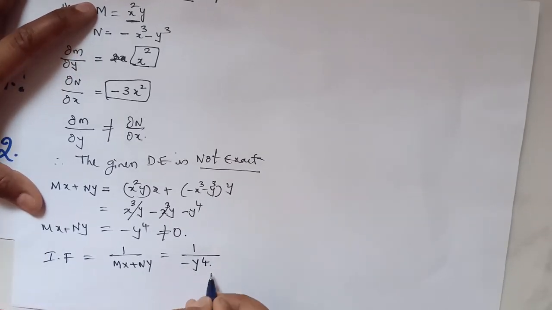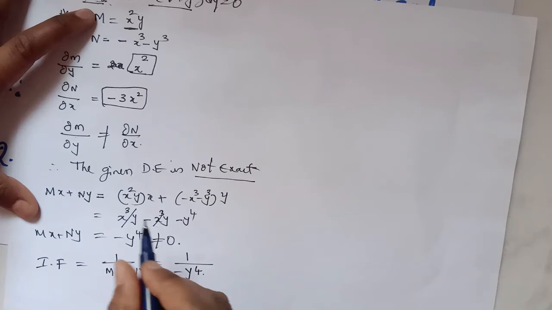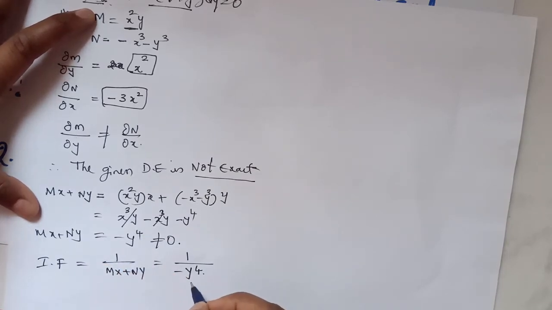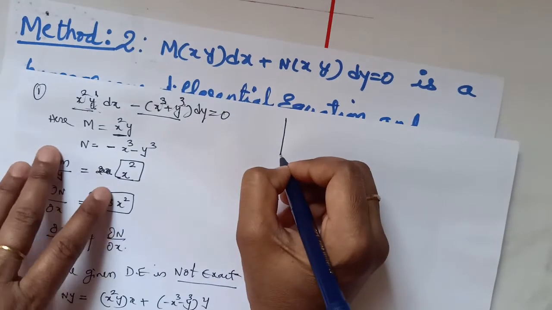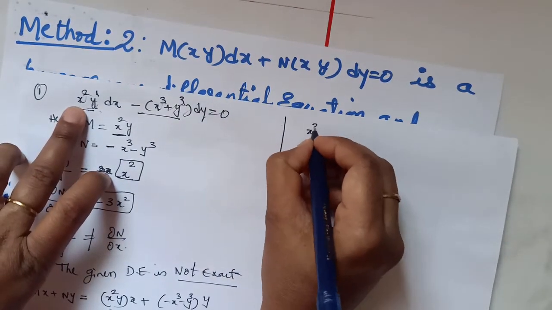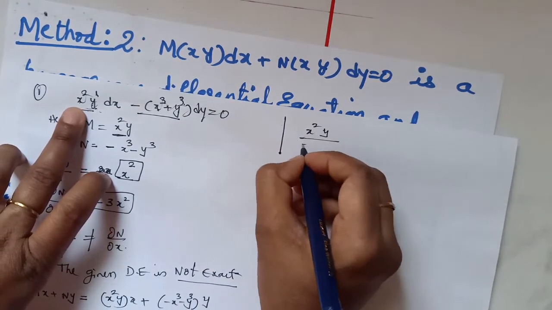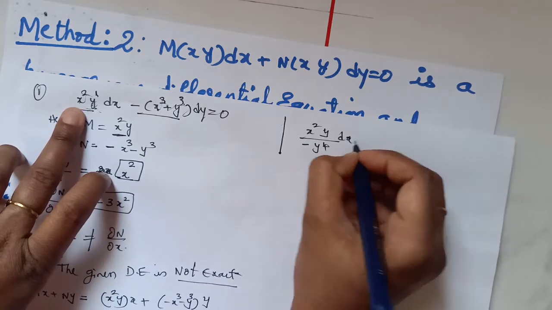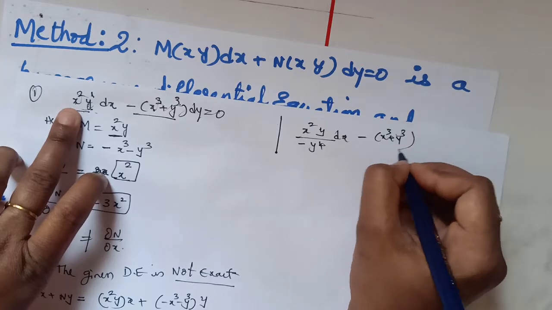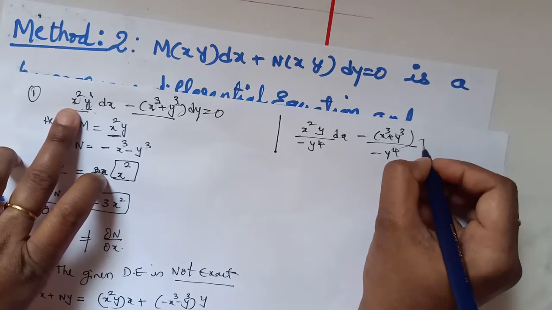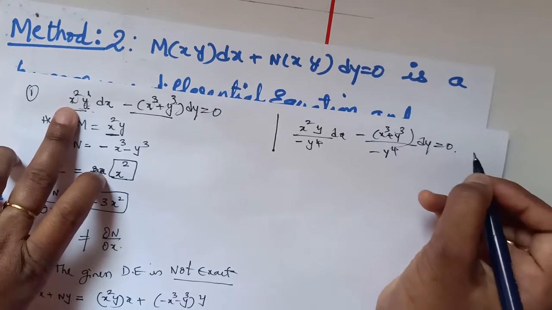Now we need to multiply the given differential equation with this integrating factor. So what will we get? Here the given differential equation is x square y by minus y power 4 into dx minus (x cube plus y cube) by minus y power 4 into dy is equal to 0.